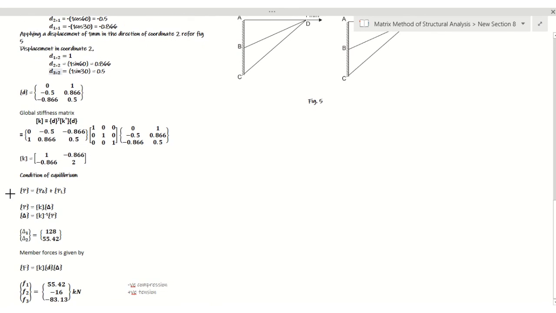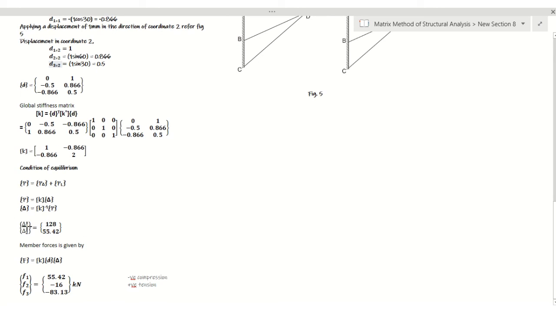The condition of equilibrium tells us that P, the net force in any coordinate, should be P equals K into delta, the force developed due to the displacement, plus the force developed due to the applied loads on the member. Here PL is 0. Directly I can rearrange this into the form delta equals K inverse into P. The unknown displacements can be determined by this relation. On solving, you'll get delta 1 as 128 mm and delta 2 as 55.42 mm.